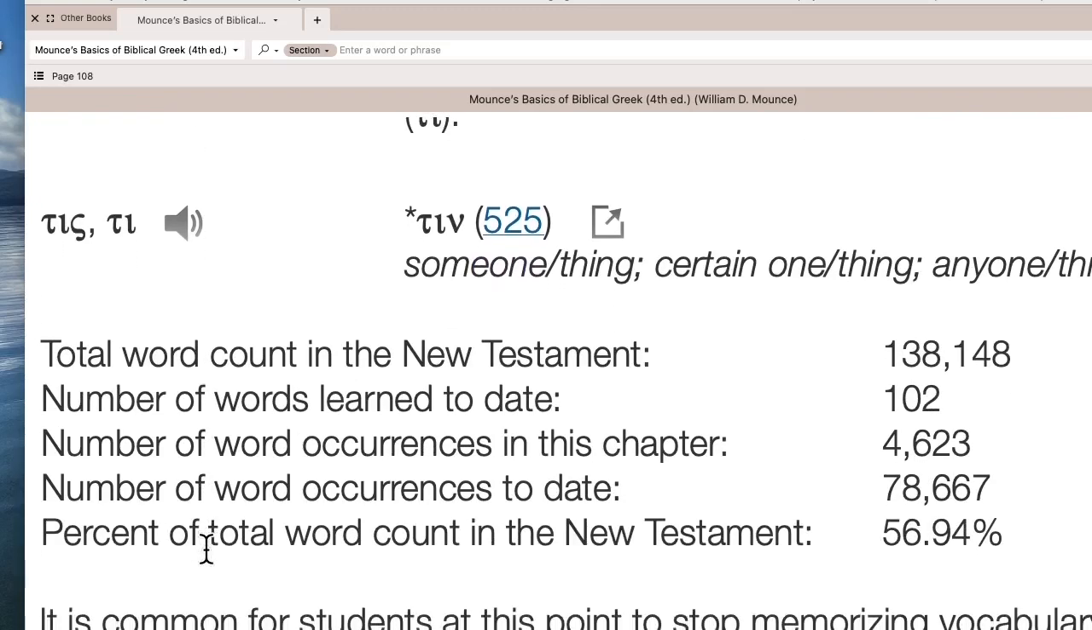Okay, notice where we're at here. Total word count in the apostolic writings is 138,148. We've learned 102 words so far in Mounce. This chapter, if you take chapter 10's vocab times occurrences, it's 4,623. But if you look at all the 102 words we've learned so far, times their number of occurrences, we're pushing 80,000. And this is 56.94, almost 57% of the total word count. So that means more than 1 out of 2 words you will recognize and be able to parse. Now, that doesn't mean you understand the whole sentences, but this is really something to celebrate.